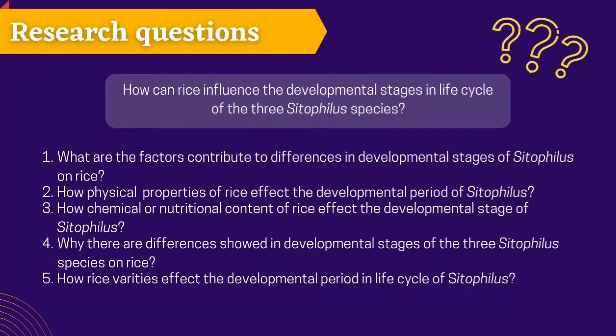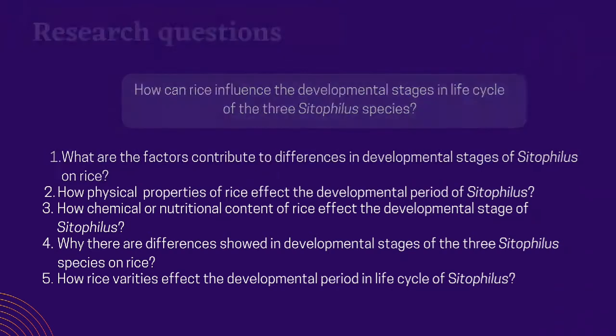Research questions of this review cover how rice influences the life cycle of Sitophilus, which asks how physical and nutritional content of rice affect the developmental stages of Sitophilus species. Besides, this review also asks what factors influence the life cycle of Sitophilus on rice and how rice varieties can affect the developmental period of Sitophilus. Lastly, why there are differences shown in developmental stages between the 3 Sitophilus species on rice.